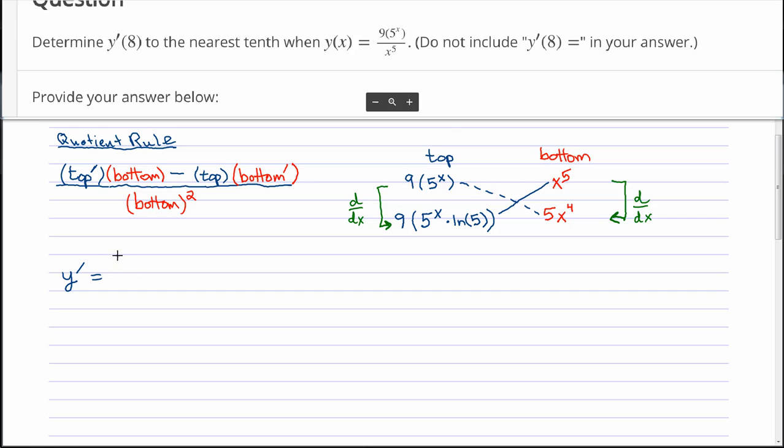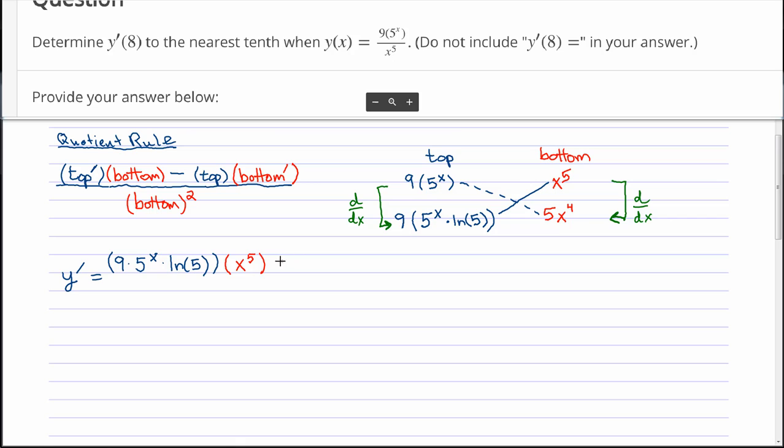So the derivative of the top is 9 times 5 to the x times the natural log of 5. And you might say, wait, what happened to the parentheses? Well, everything here is being multiplied, so the parentheses aren't doing anything. So I just went ahead and left those parentheses out. But I will put parentheses here to separate the top from the bottom. And then we have to multiply by the bottom left alone, and the bottom left alone is x to the 5th.